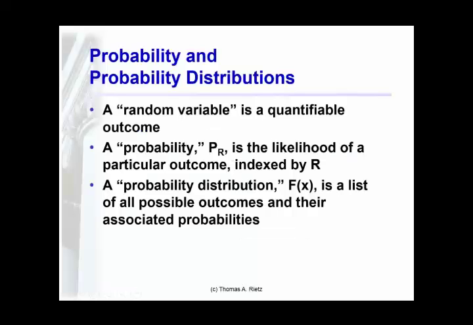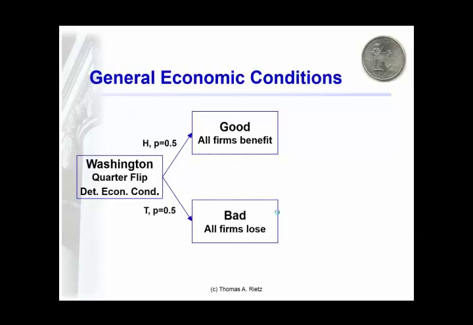I can illustrate all the things we need for this class using a particularly simple distribution that reflects the aggregate uncertainty in the economy and the individual uncertainty of the strategies of specific firms. So what we're going to do is assume a particularly simple distribution for the point of illustration. That distribution will be Washington's policies, a quarter flip, determines general economic conditions either good, the probability of a half, or bad, with a probability of a half.